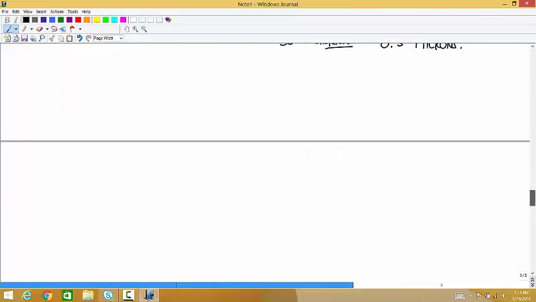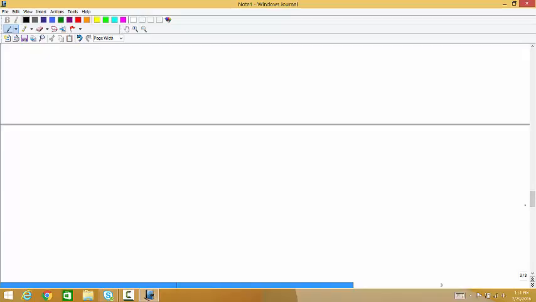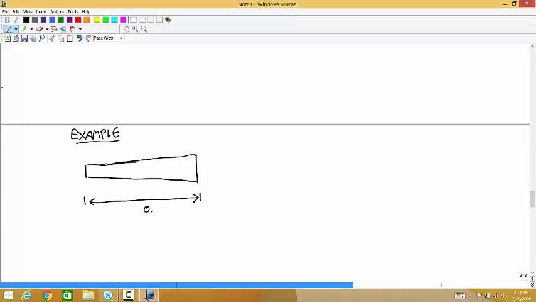Okay, let's do one more example. So let's say we have a beam that's cross-section is changing slowly. The length of the beam is 0.5 meter. There's a 20,000 Newton force on that side and a 20,000 Newton force on this side.